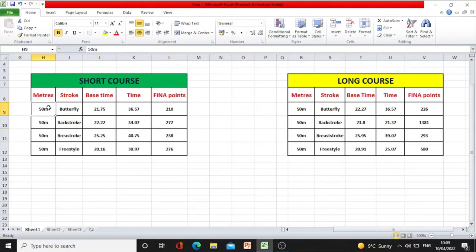So first, let's start with 50 meters butterfly. The base time for 50 meters butterfly is 21.75 seconds in a short course pool. The time this person has got is 36.57 seconds, and the amount of FINA points is 210. The amount of FINA points is lower than 1,000 because this person's time is slower than the base time.